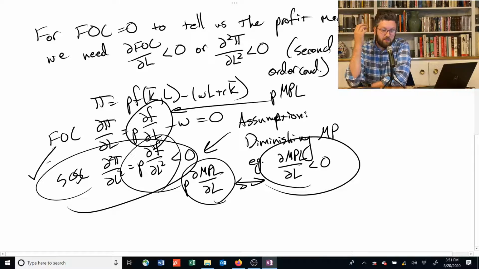So in practice, if we have diminishing marginal product of labor, you know that the second order sufficient condition, the second order condition is going to hold, and so you can find the profit maximizing point by taking the derivative of the profit function and setting it equal to 0.